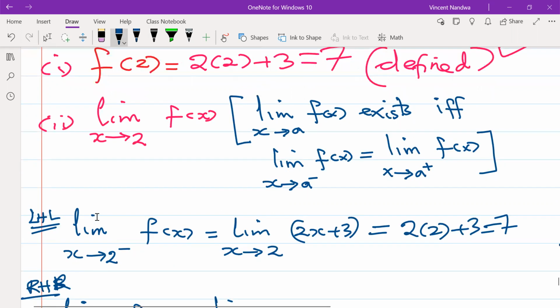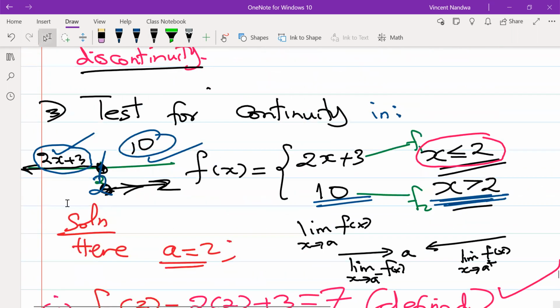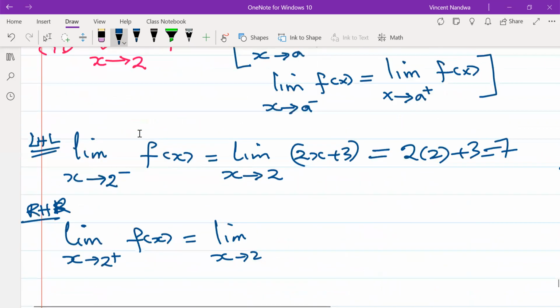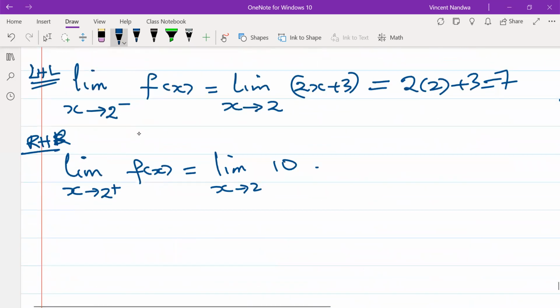Remember, we are still using the same problem we're solving. So that's the condition, but which formula? Which is 10. So when x is more than 2, it is 10. So this is from the right. So the function is 10. And what will be the value of this limit?